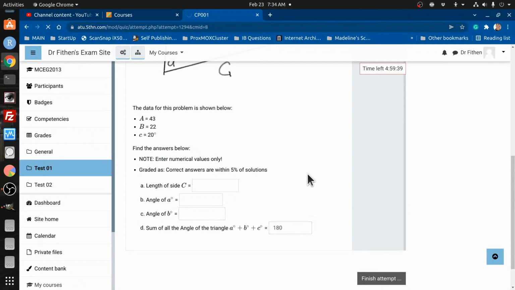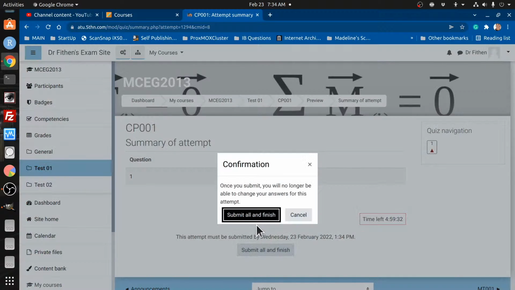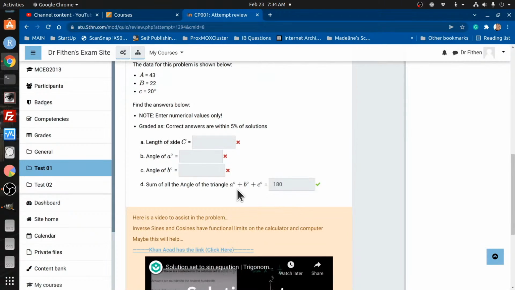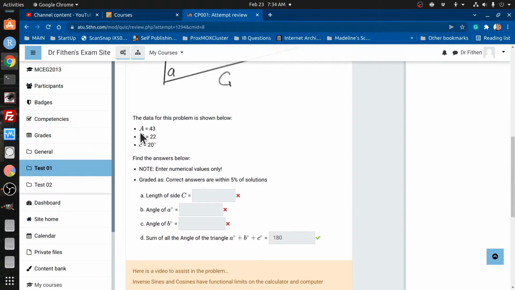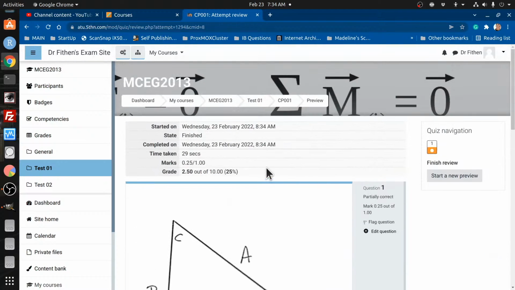Right now it's telling me I still have some time left. I'm going to submit all and finish. So I still got my 180, but what you notice is, if you hover over each of these, you get the answer for this set of problems, this set of numbers. So I would say play around with the common problem first for a while.